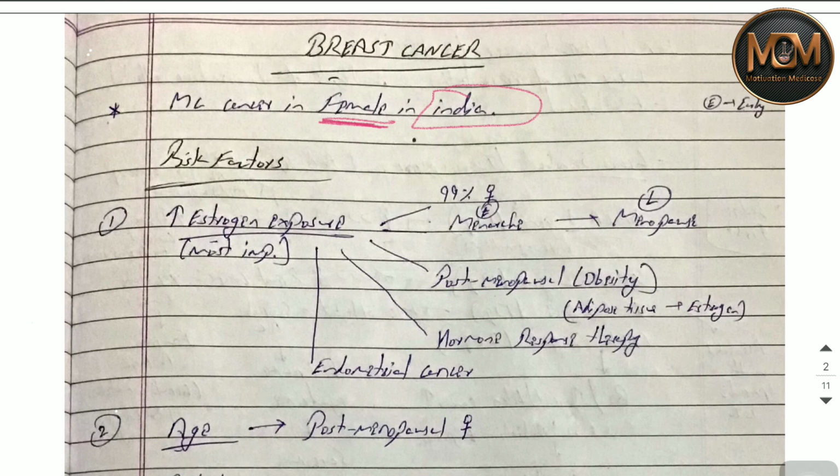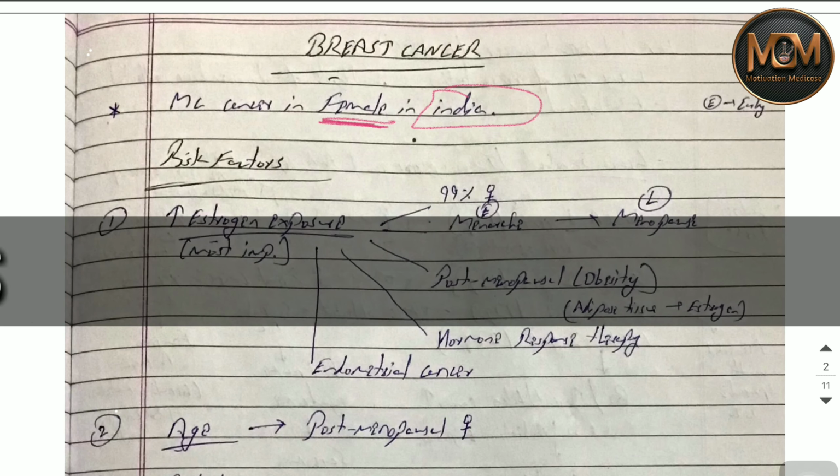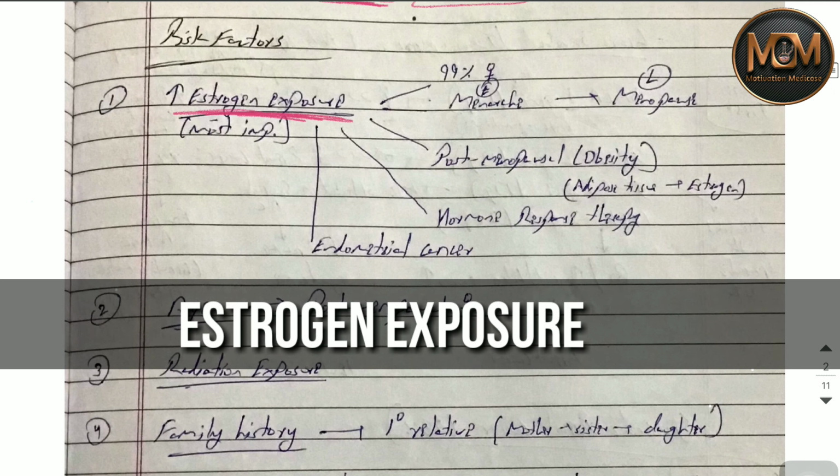Now let's see, first of all, the most common question that comes in your university exam: what are the risk factors of breast cancer? The first and main factor is estrogen exposure. Estrogen exposure is the main cause of breast cancer. Mainly 99%, as I've already told you, it is seen in females, and basically when there's an early menarche or a late menopause. At that time, mainly this is seen.